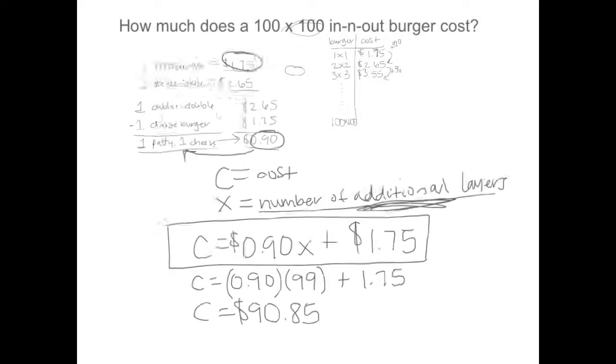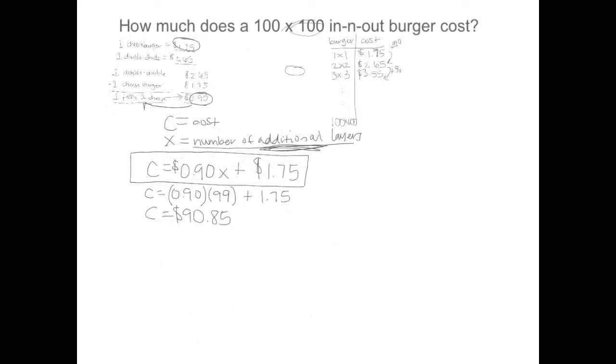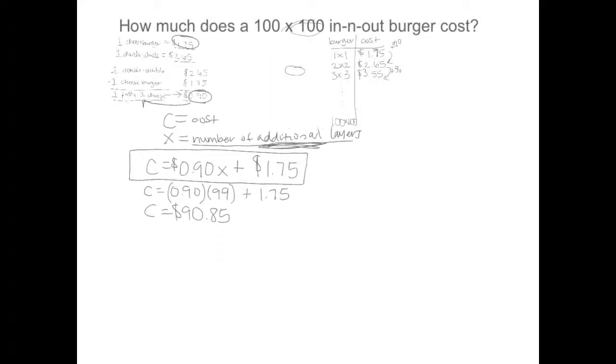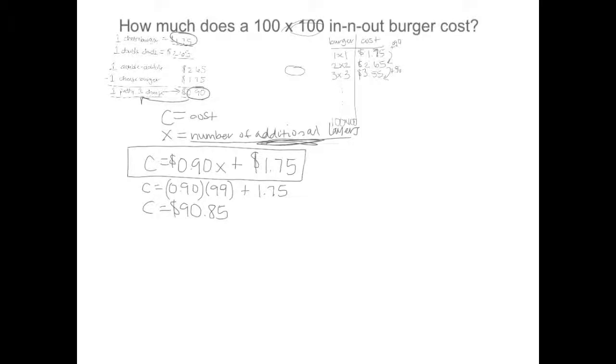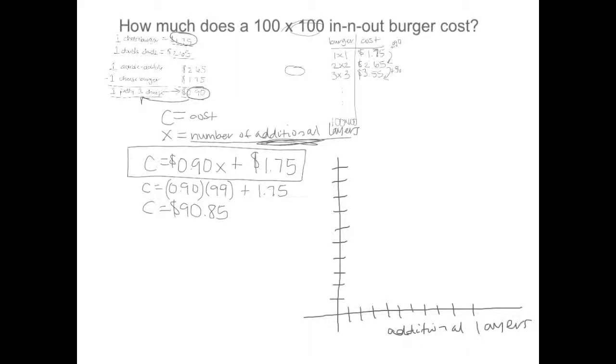I also wanted to put this in the form of a graph, just so I had another visual. I didn't want to go up to 100 by 100. I just kind of did the first 20 here. So we'll go up by twos. We'll do 2, 4, 6, 8, 10, 12, 14, 16, 18, 20. We'll go by twos here too. And this will be my additional layers. And this will be my cost.